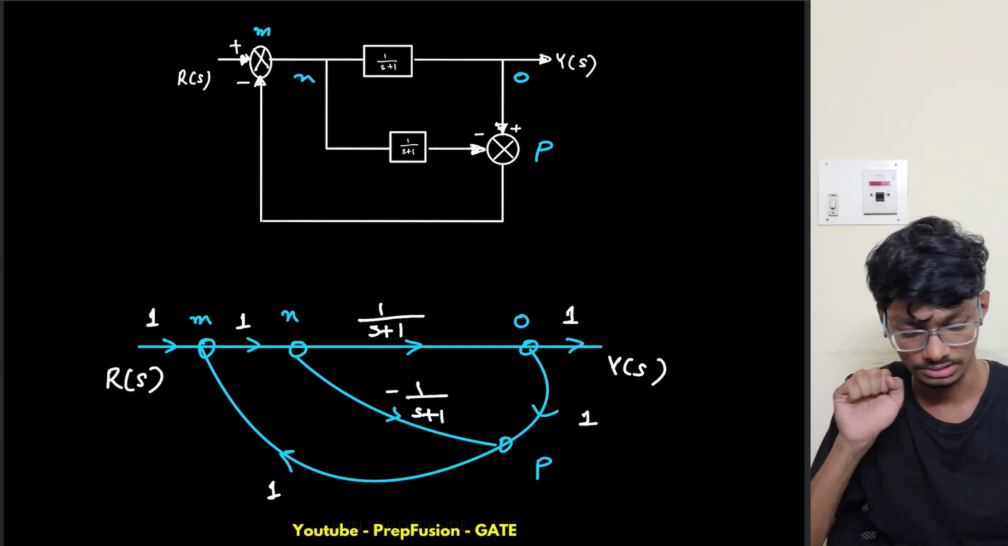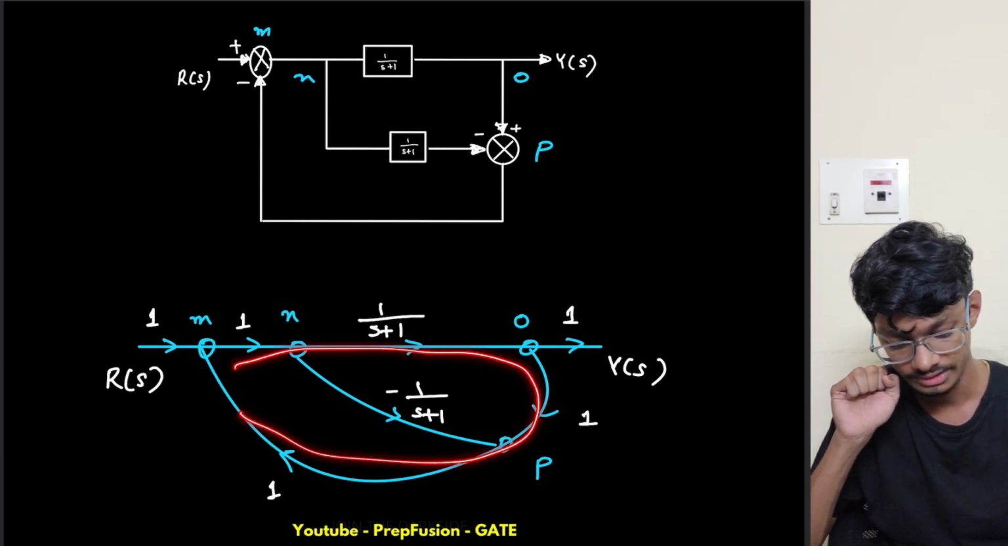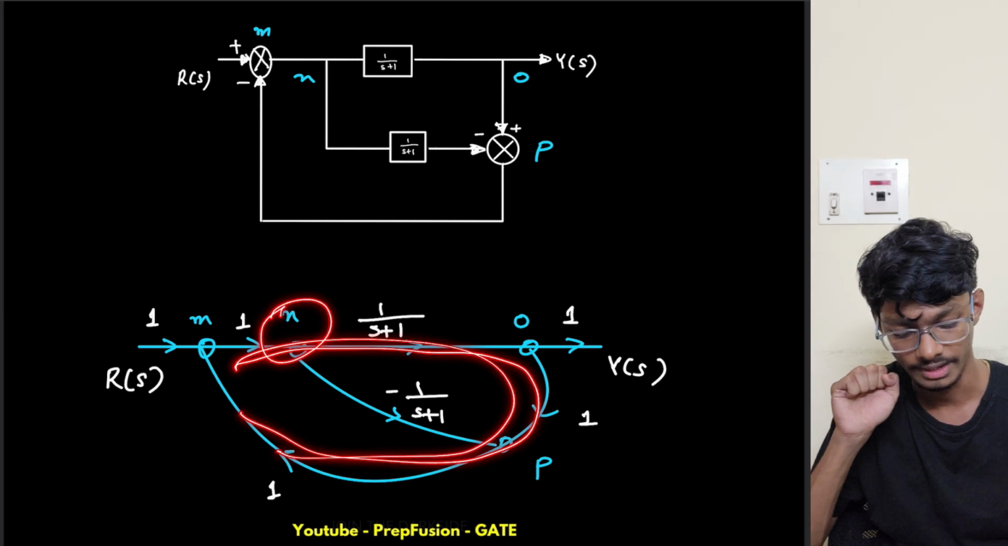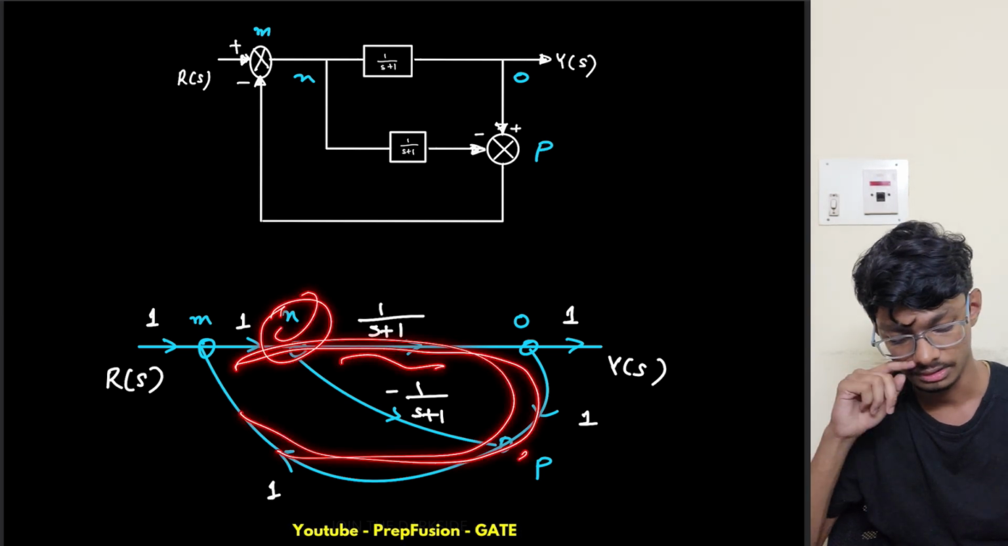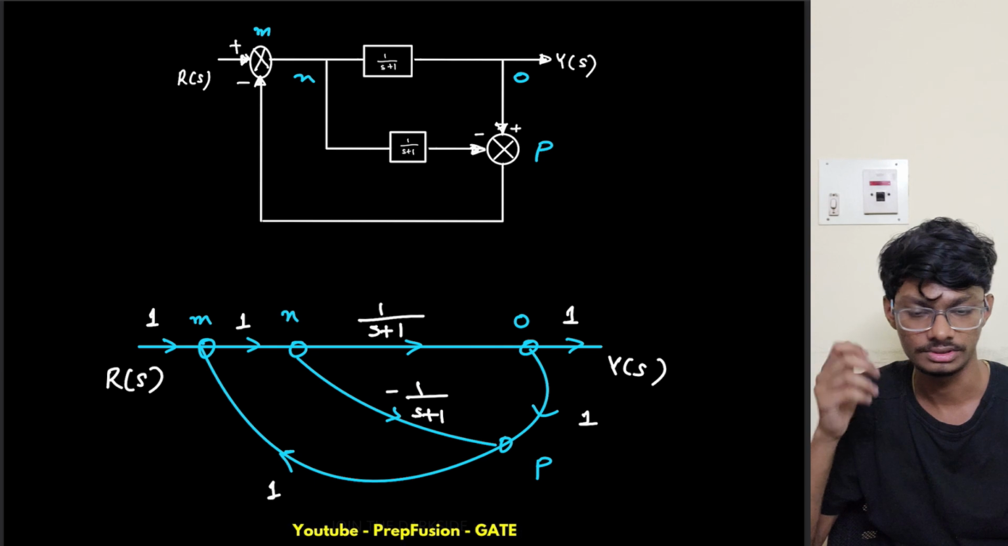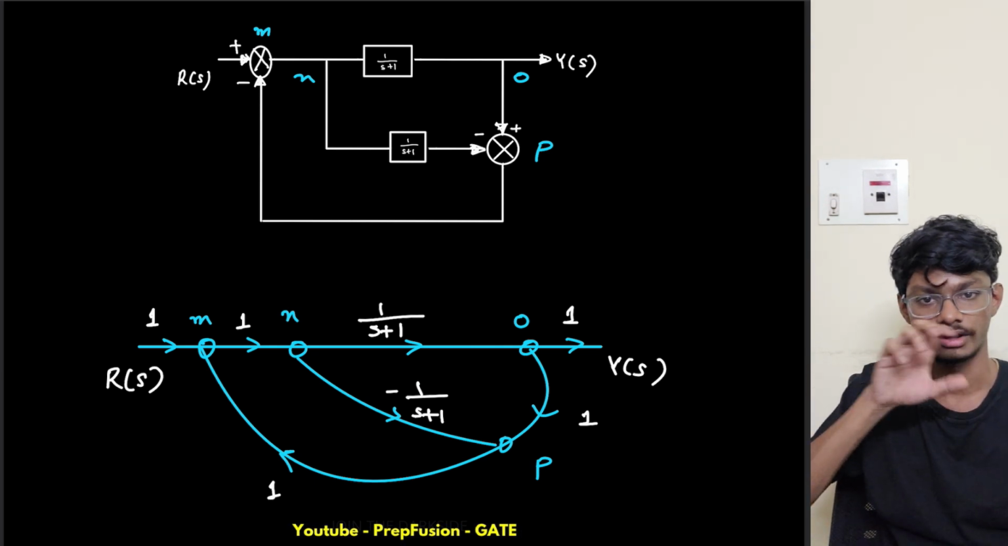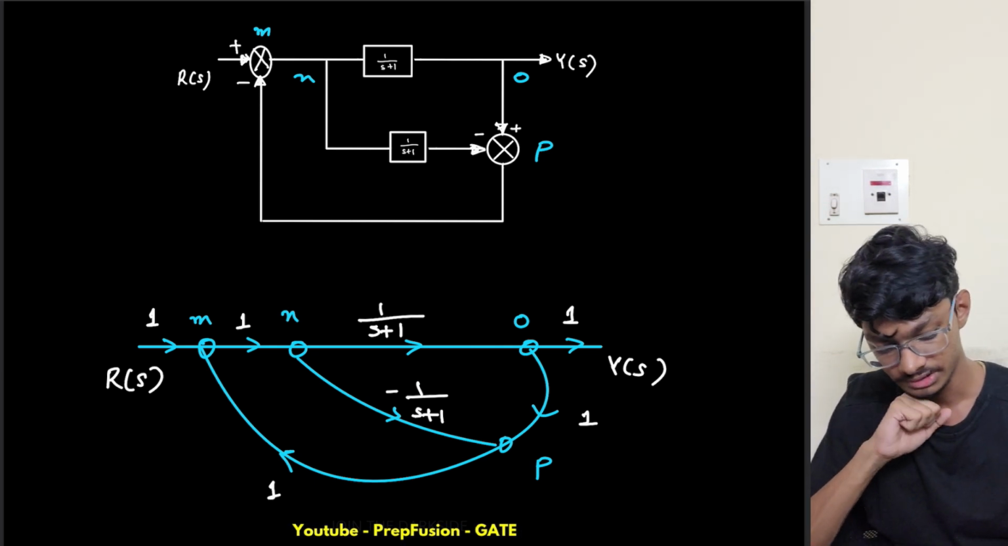Now are they non-touching? So this one, right? Obviously there is a common, right? This is only common. N and P are common. Okay, and this is, yeah, this is common. So obviously they aren't non-touching. So I can write this directly. So what I will write is first this loop, right? First this loop. So what is this loop?